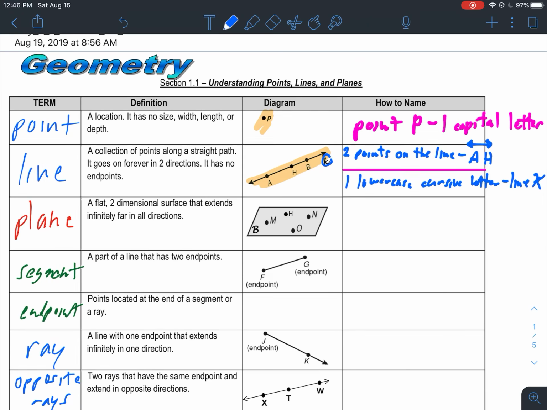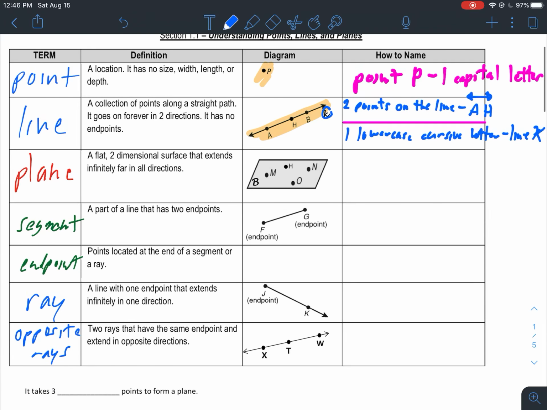Next term is a plane. A plane is a flat surface, basically. It's 2 dimensions, it has a length and a width, and it goes on forever in every direction. So there's a lot of examples in real life of planes, but they're not real planes. They're pieces of a plane. So like a wall is part of a plane that goes on forever, or the floor, or the ceiling, things like that. There are 2 ways to name planes as well.